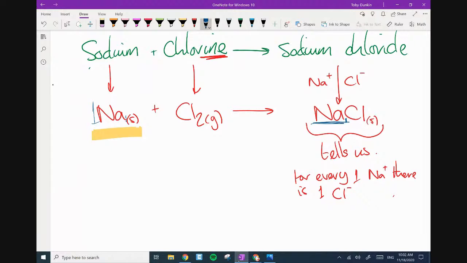Right, so that's balanced. Chlorine, 2 have gone in, but only 1 has come out. What that now means is I need to balance my equation, and the only thing I ever do in balancing equations is add the numbers in front. I'm going to add a 2 here. That now multiplies everything here by 2. So I now have 2 chlorines on that side, but now I have 2 sodiums as well.